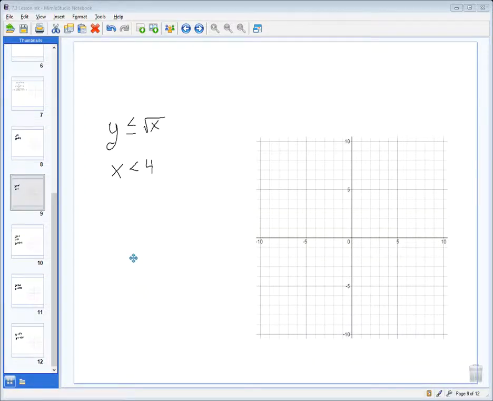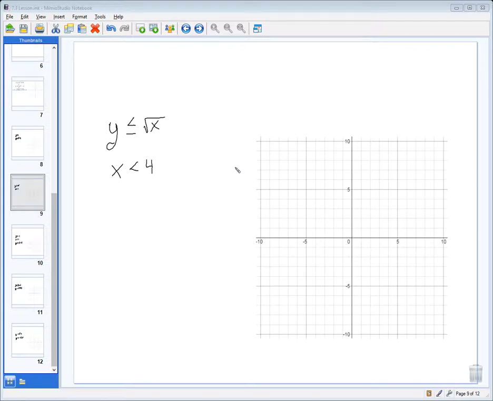In this video, we are graphing systems of inequalities, which means we're going to have a shaded region of solutions. So in this equation, y is less than or equal to the square root of x. Because it's equal to, it means it can be right on the line. So I'm going to go ahead and graph this equation.